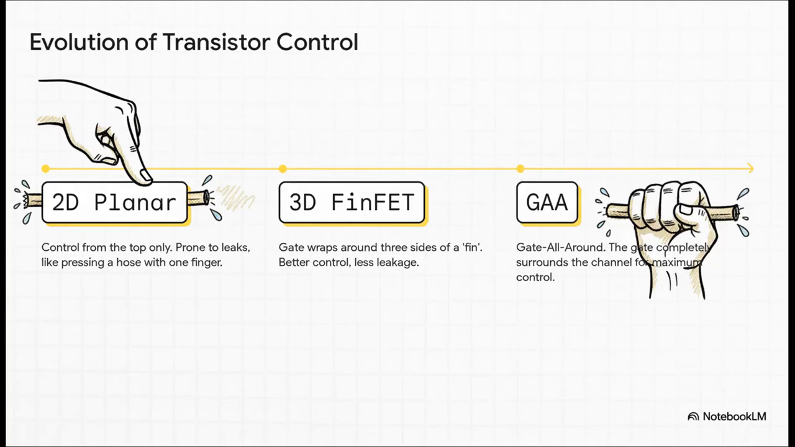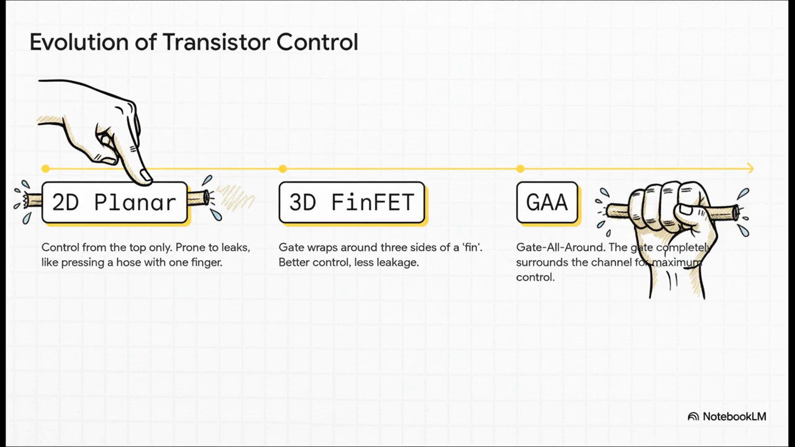This slide just perfectly shows how we've had to completely reinvent the transistor to keep going. We started with these flat 2D transistors. Think of it like trying to stop water in a hose by just pressing down on it with your finger. Sure, it kind of works, but it's pretty leaky. So then came FinFET. This was a huge deal. It's a 3D design where the channel, the hose, is raised up into a fin, and the gate wraps around 3 sides of it. Now you're gripping the hose with 3 fingers, much better control. But today, we're moving to what's called gate-all-around, or GAA. And just like the name says, the gate completely surrounds the channel.